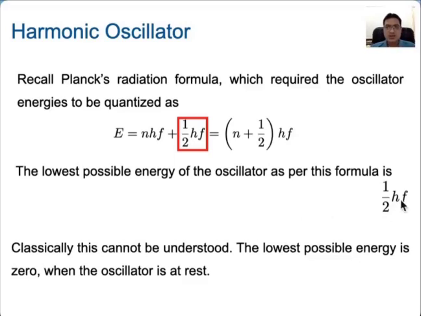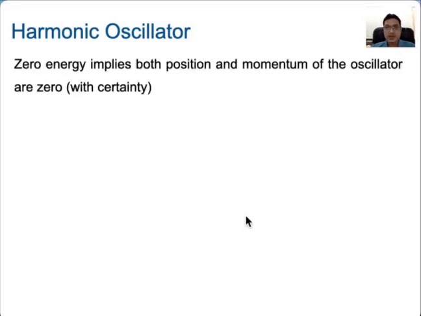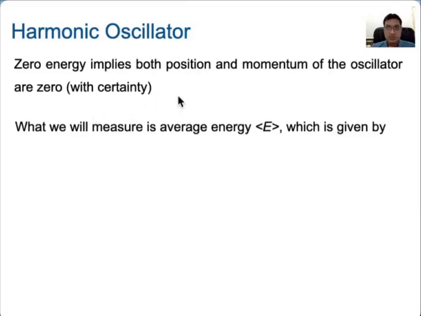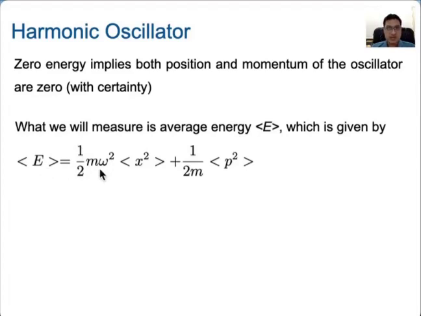So let's see how this is related to your uncertainty principle. Zero energy implies both position and momentum of the oscillator are 0 with certainty, which is a contradiction, because we cannot both know the position and momentum with certainty. So what we can do is write down first the total energy of your harmonic oscillator and then take its average. The total energy is half m omega square x square plus p square over 2m. Because I'm going to take the average of this energy E, I have to take the average of x square and the average of p square.